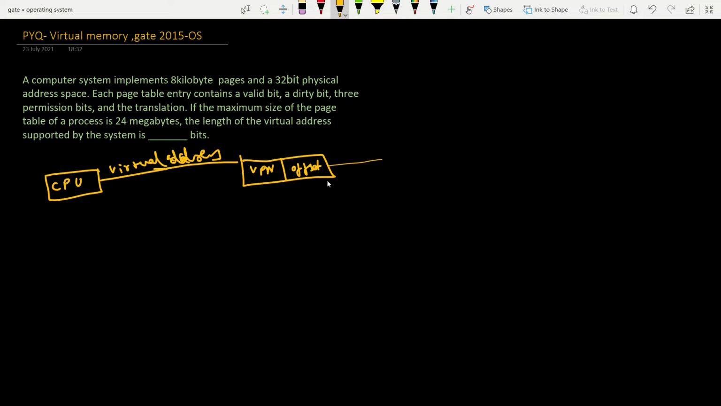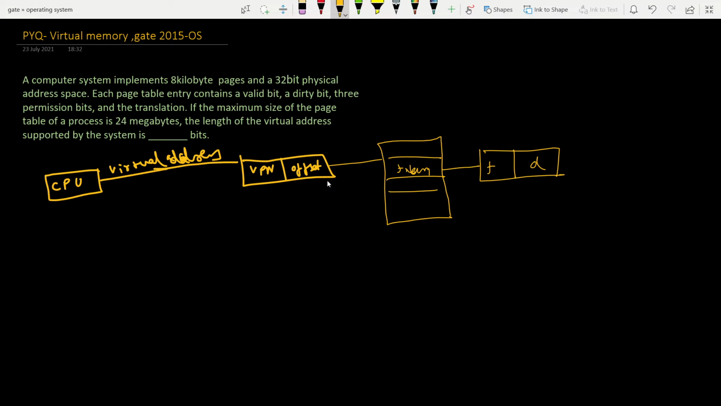And after this we have this mapping. This is a page table, and for each corresponding virtual page number we have one address of the frame number which actually exists in the physical memory. So for each virtual page number we have a corresponding frame number. After this mapping, we will have the frame number and the offset.